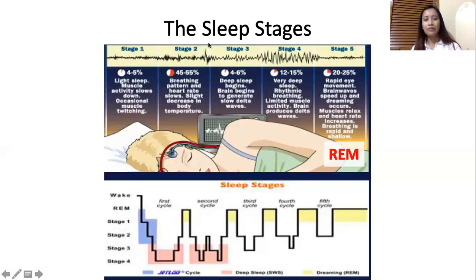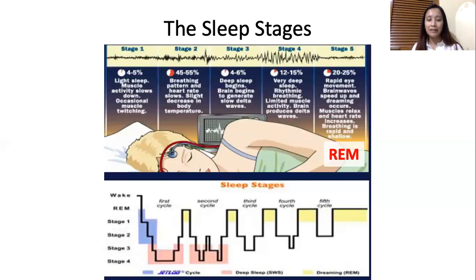And then you go to stage 3 of sleep, and this is where deep sleep begins. This is just a small portion of your entire sleep duration. This is the period where your brain begins to generate slow delta waves. Remember, the waves that are very slow and big. And then later on in stage 4, this is now very deep sleep. You will have rapid breathing, limited muscle activity, and again, delta waves predominate.